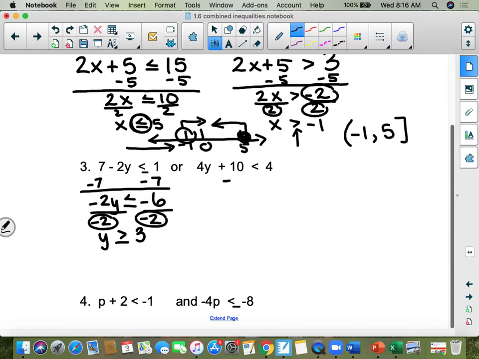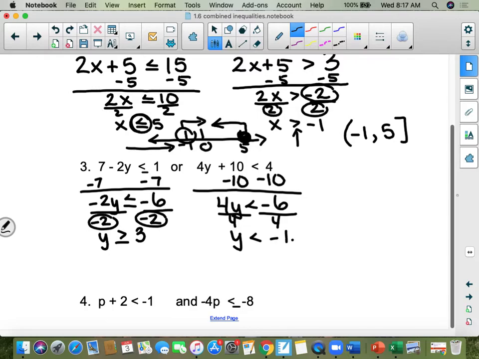I subtract 10. I get 4y is less than -6. I divide both sides by +4. I do not have to switch my sign. -6 divided by 4 ends up being -1.5.